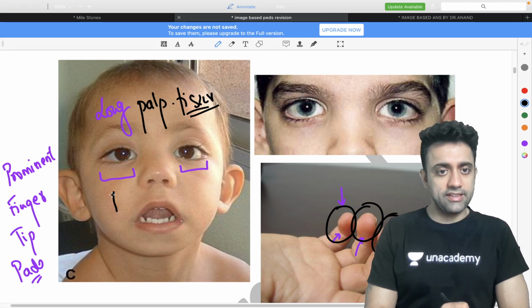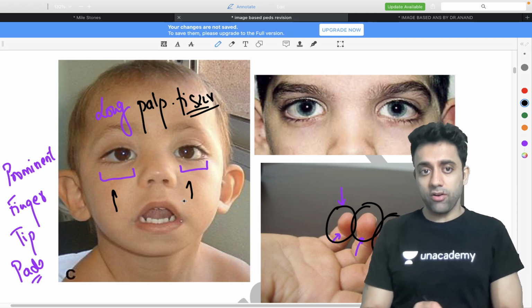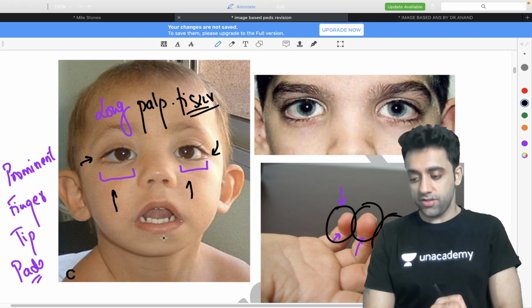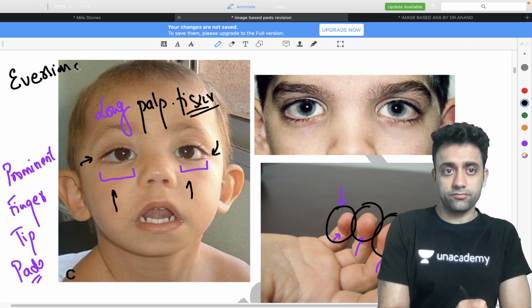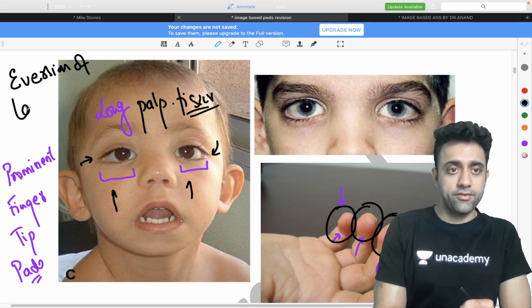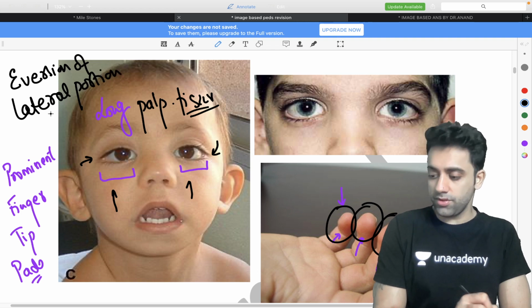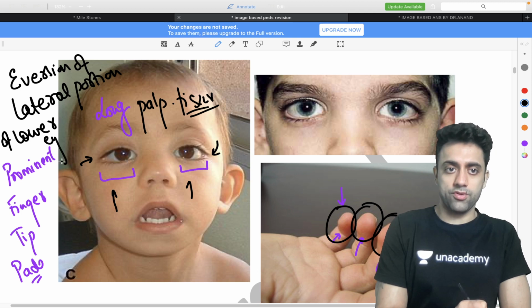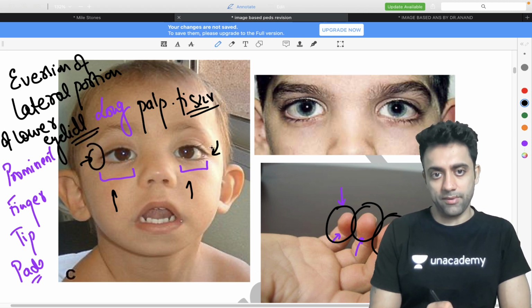Number two, the findings are a prominent palpebral fissure. Also, can you see the lateral portion of the eyelids? There is eversion of the lateral portion of the lower eyelids, and that is this part, this part.